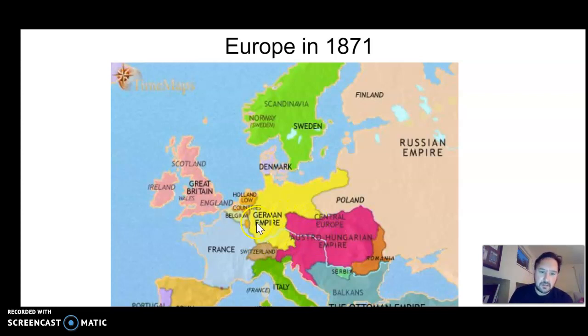So Germany unites and becomes incredibly powerful as a result of it. Italy unifies itself, unifies the nine regions that had been separating Italy for hundreds and hundreds of years and was unified for the first time since the Roman Empire.